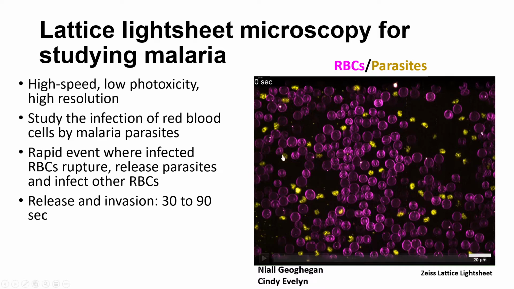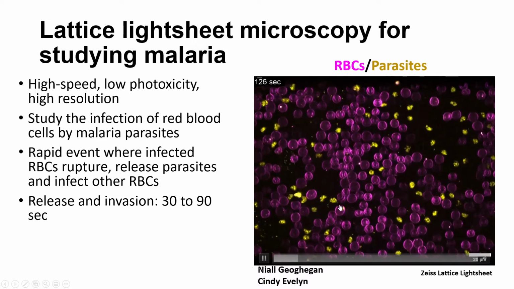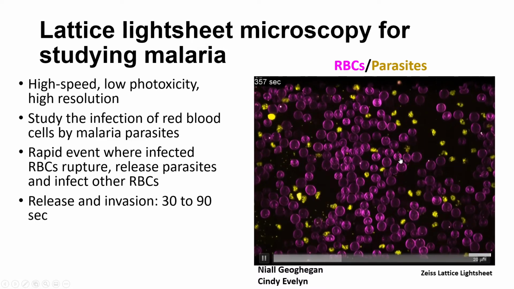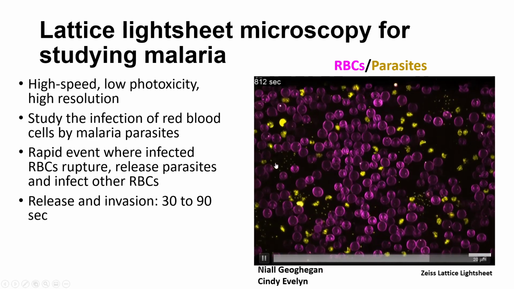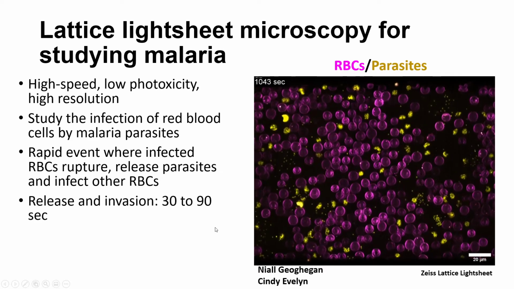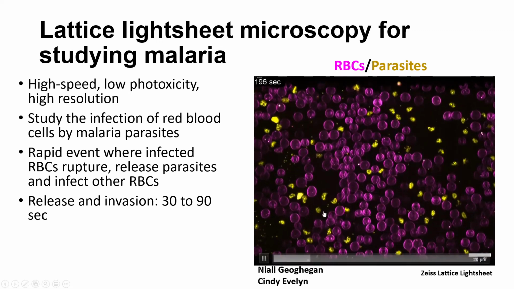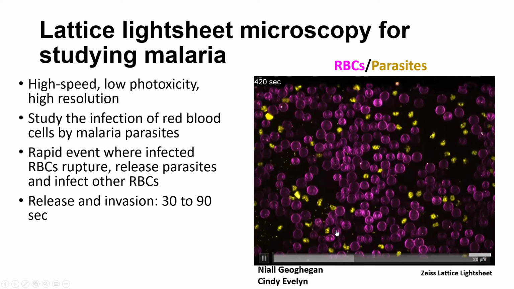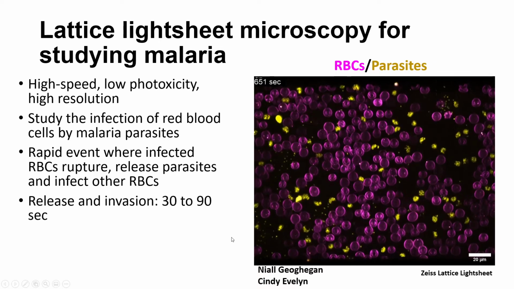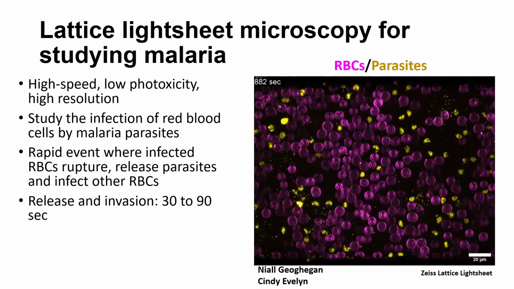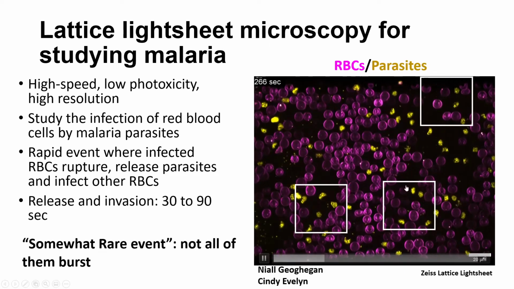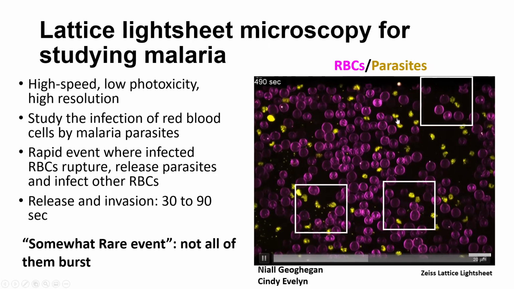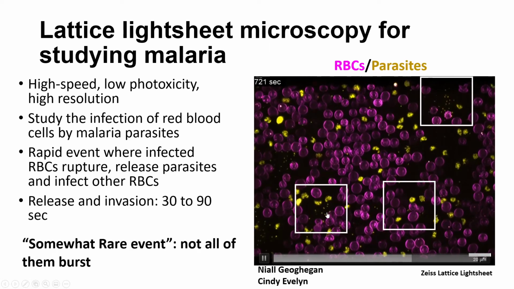So you have the red blood cells in magenta and the malaria parasites in yellow. And the reason they are yellow blobs is because those are actually the infected RBCs, or red blood cells. What happens is the infected cells burst, the parasites are released, and then they infect the surrounding cells. This release and invasion process is around 30 to 90 seconds. It's not everywhere in the field of view, it's only in certain subsets that you can see this invasion process. So not all of them actually burst at the same time.